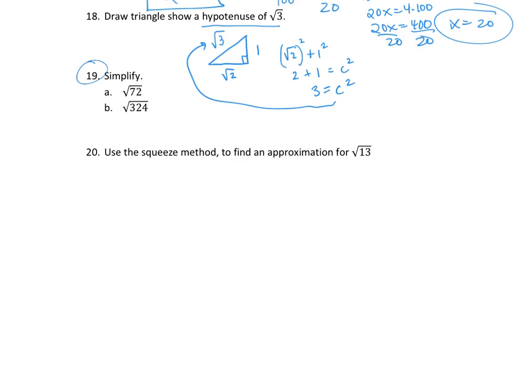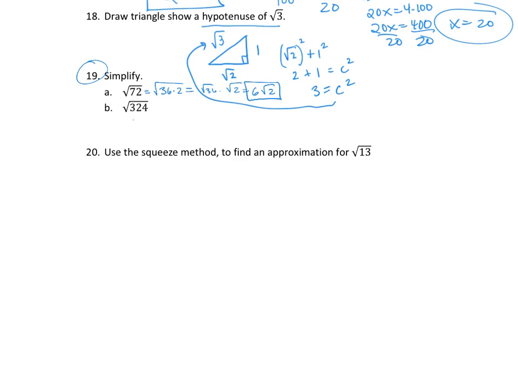So that means our hypotenuse would be radical 3. For simplifying number 19, we do not want decimals. What we're looking for is perfect squares we can take out of those radicals. So 72 is really the square root of 36 times 2. So I could write this as radical 36 times radical 2, which is 6 radical 2.